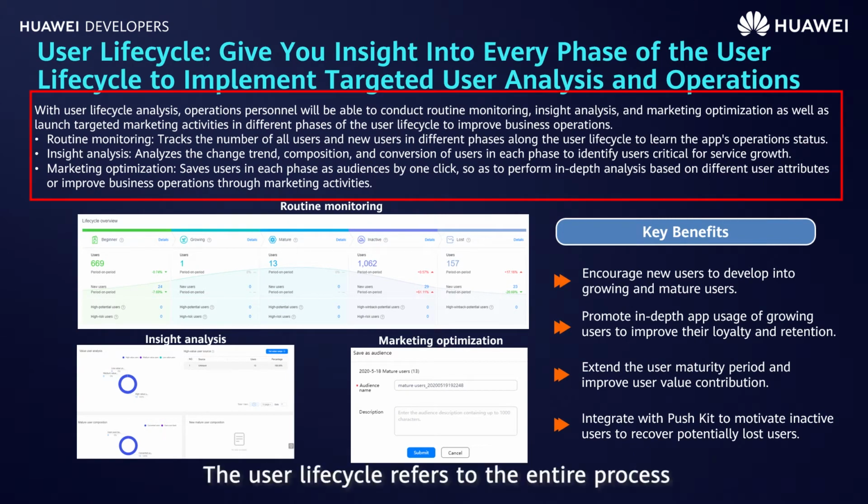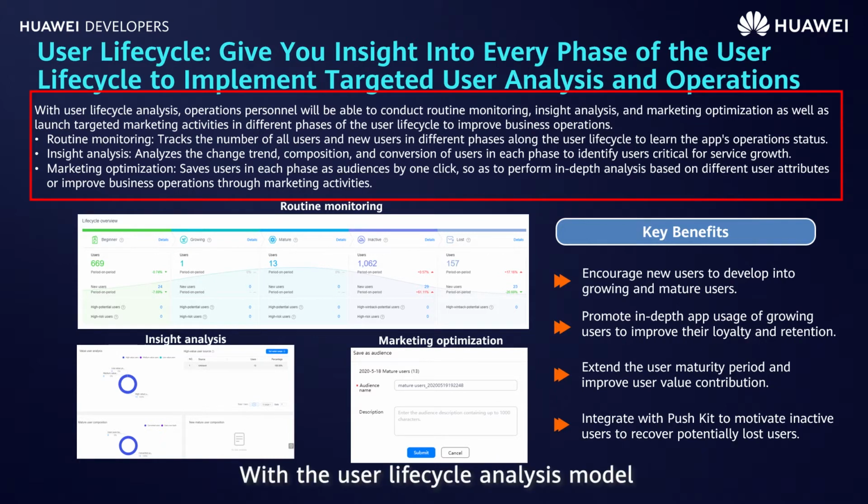The user lifecycle refers to the entire process from the time when a user starts using an app to the time when a user churns. It is generally divided into 5 phases: beginner, growing, mature, inactive, and lost. Not all users experience all these 5 phases. For example, some users may directly switch from the beginner phase to the churn phase.